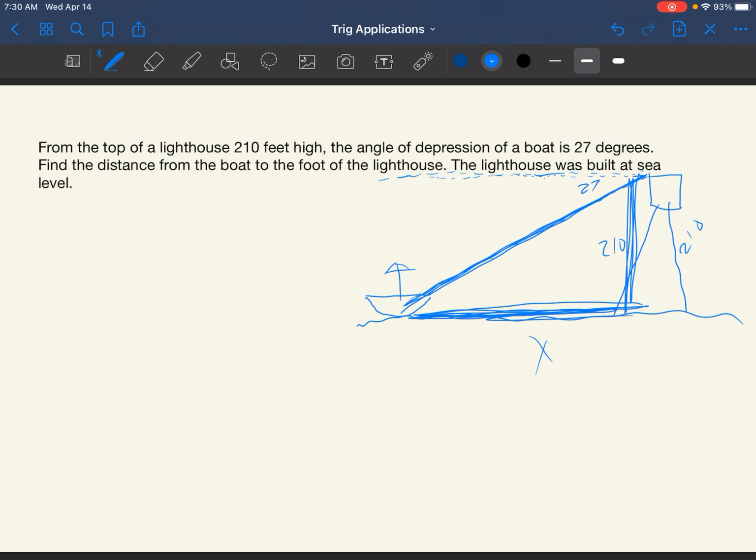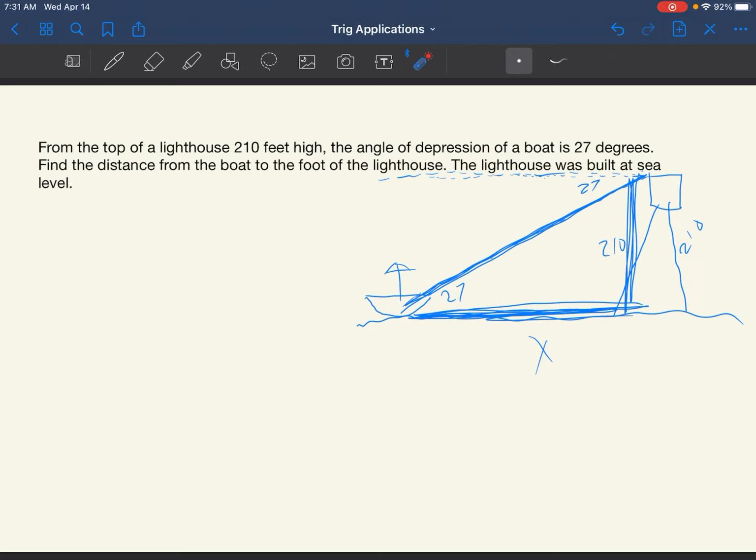Well, remember in my last problem, I said that the angle of depression is also equal to the angle of elevation. The angle of elevation goes from the horizontal up to this line of sight. Angle of depression went down from the horizontal to the line of sight. Angle of elevation goes up from the horizontal to the new line of sight. So this angle is also 27. So to recap, angle of elevation is equal to the angle of depression. And now I can solve this.